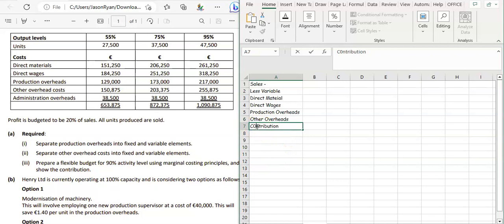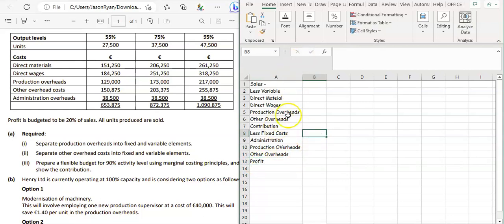And then from that you're going to take away your fixed costs. We know from the question that administration is going to be fixed. From part 1, production overheads is also fixed, and from part 2 your other overheads is also fixed. And that's going to give you a profit. So that's your marginal costing principles.